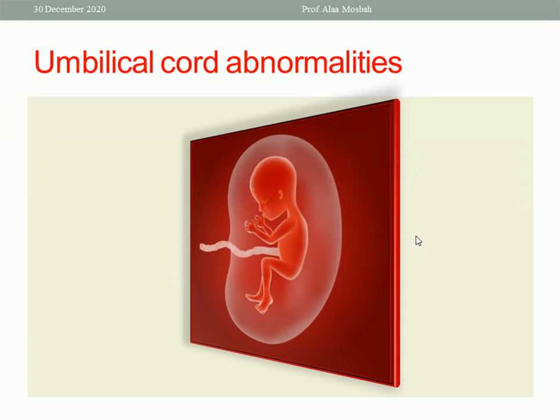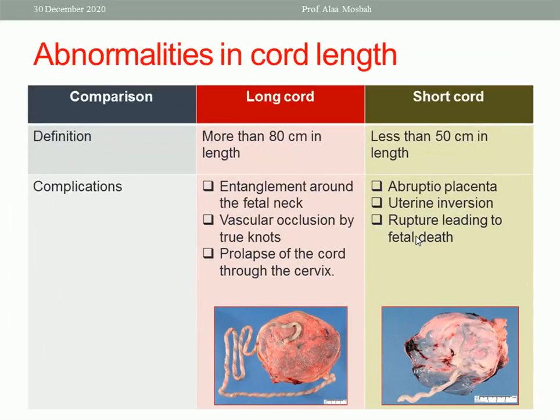Any umbilical cord abnormalities? Yes. Maybe in the length, maybe too short, maybe too long, as in this picture. This is the too long, if it exceeds 80 centimeters. What is the risk of being too long? Maybe entanglement around the fetal neck, causing asphyxia and obstruction of the umbilical vessels.